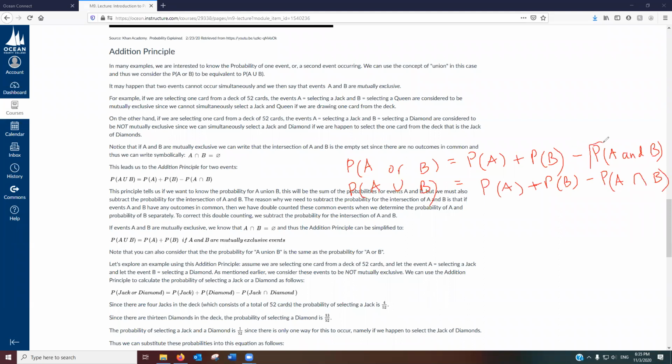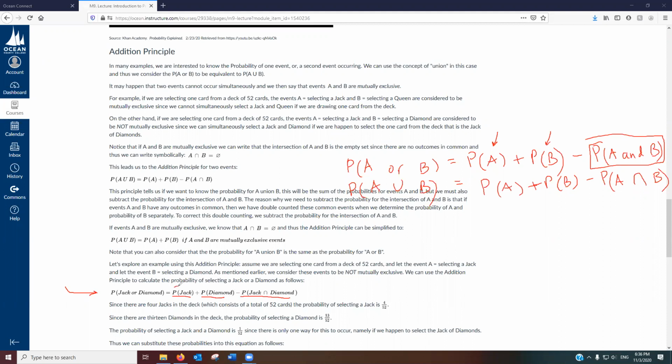And the reason you do the subtraction out here at the end is to avoid double counting. Because when I counted the probability of A, and I also calculated the probability of B, I might have double counted where an event is both in categories A and B. Here's a quick example. What if I want to know the probability of selecting a jack or a diamond? Well, I have to think about the probability of selecting a jack plus the probability of selecting a diamond, but I've got to subtract the probability of selecting a jack and a diamond.